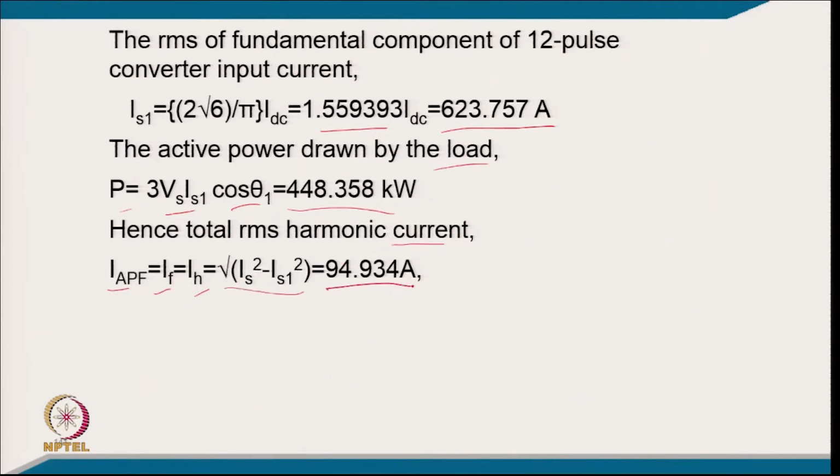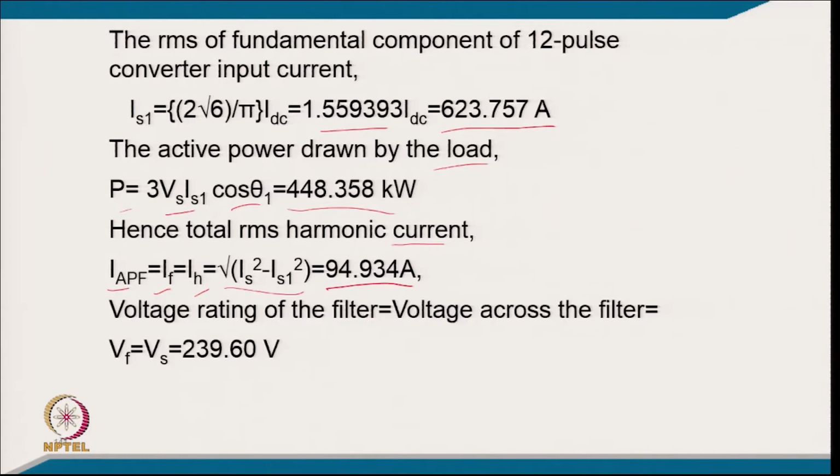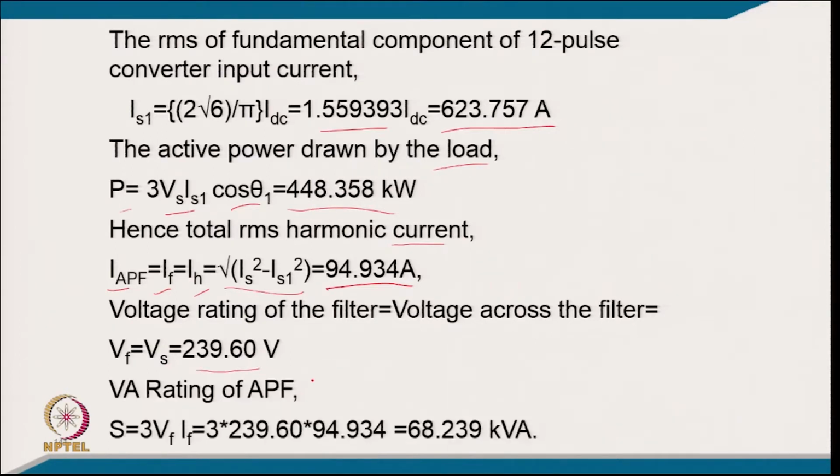So, it comes to 94.934 ampere, and the voltage rating of the filter is the voltage across the filter, VF equal to Vs, that is 239.6 volt, and the VA rating of the active filter is 3 VF IF. So, putting the values, 3 into 239.6 into 94.934, it comes to a rating of 68.239 kVA.